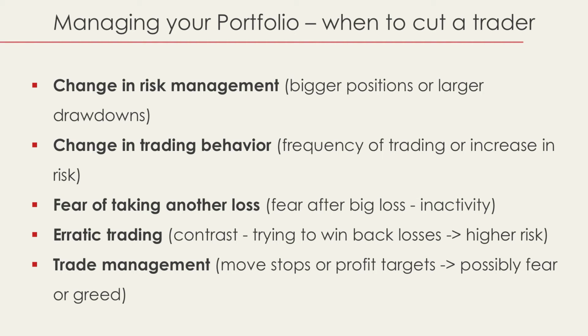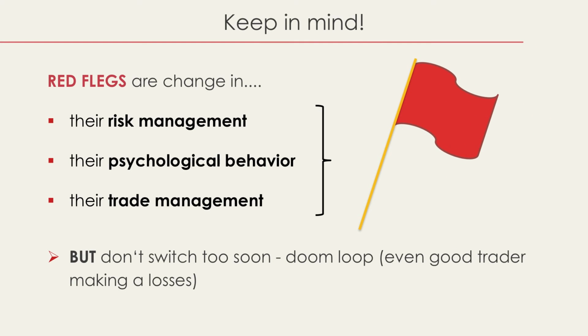So my general advice, you should monitor the traders very closely. Look what happened if they made a big loss. Look into the past performance, analyze the stop loss, how big they are. This is very important. So guys, keep this in mind. Red flags for a change in trading is change in their risk management, change in their psychological trading behavior, and change in their trade management. These are the red flags. If you see that in a trader, immediately stop following him, put him on hold.